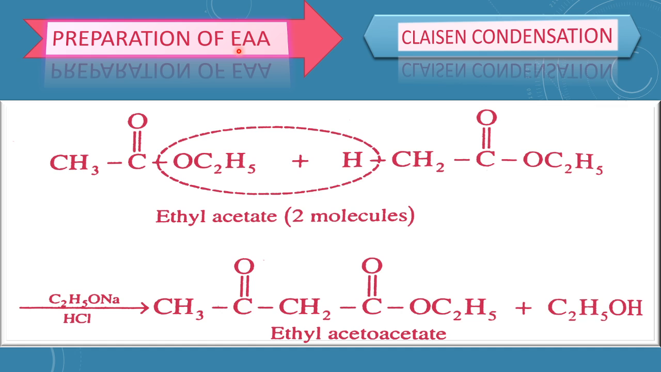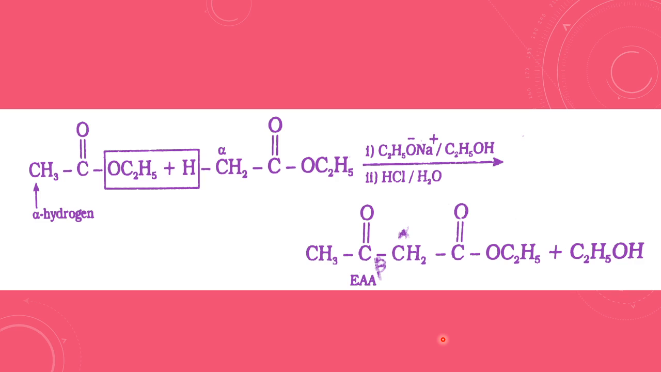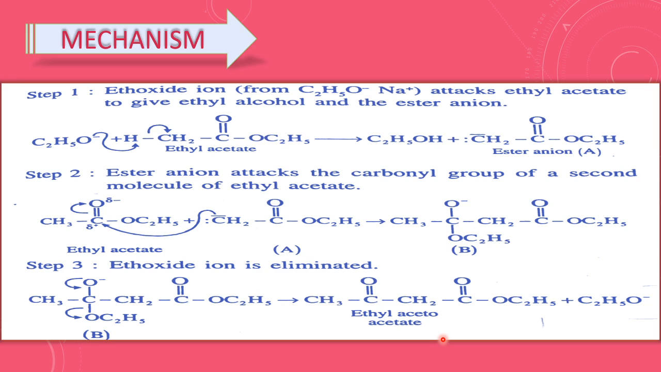Its name is EAA, ethyl acetoacetate formation. Here we use ethyl acetate in the presence of base, the base used here being C2H5ONa. This is the condensation reaction, and the name of this reaction is the Claisen condensation reaction. See the next point: you have tried this type of reaction also, both are the same. This reaction and this reaction are the same. The next point is the mechanism. Here is the formation of ethyl acetoacetate from ethyl acetate.